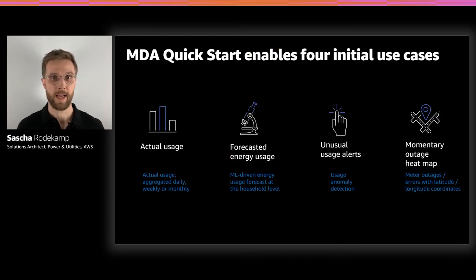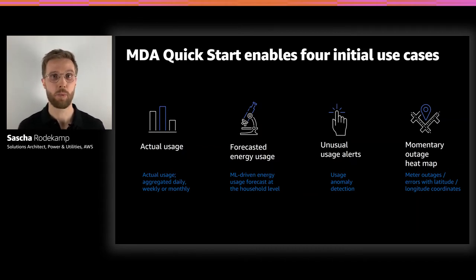These algorithms enable four initial use cases. Of course, the actual energy usage consumption, which can be retrieved via the API. Then we have forecasting of energy consumption, and we are using a machine learning driven approach to forecast energy consumption on a household level based on learned usage patterns. The third one would be creating unusual usage alerts, and this can be built on top of our anomaly detection. We are scanning incoming meter reads continuously for anomalies, which can then be relayed to unusual usage.